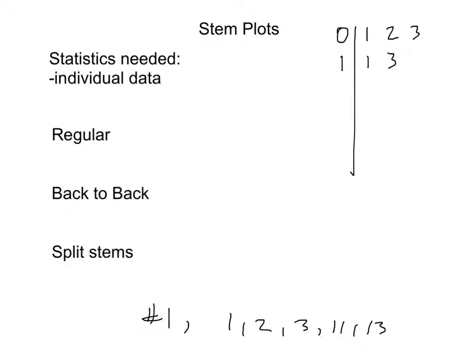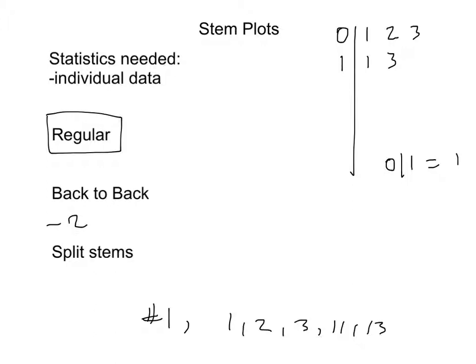And then also you should always include some sort of a key or legend when you're creating these plots, just so that when somebody looks at it, they know exactly what the data is. So 0, 1 equals 1. So that's just your regular stem plot, but we can mix it up, make it a little more fancy with a back-to-back stem plot.